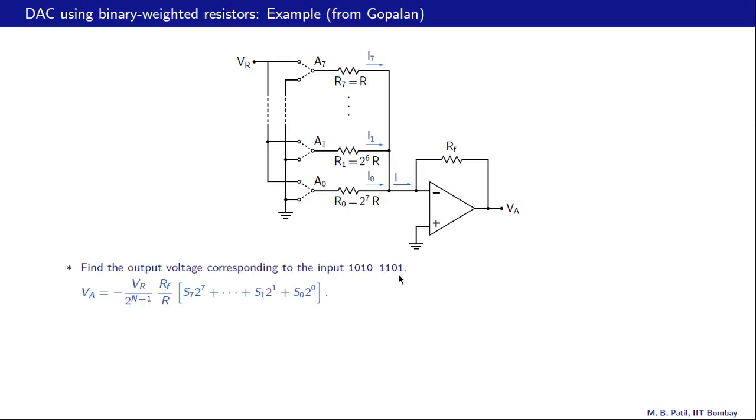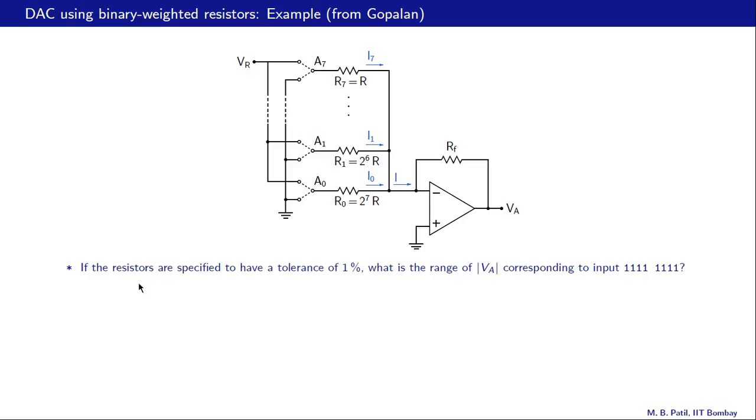Fairly straightforward to do. We have VA here. All we need to do now is to put S7 equal to 1, S6 equal to 0, S5 equal to 1, S4 equal to 0, and so on. And that is what we get. So VA turns out to be minus 6.758 volts.